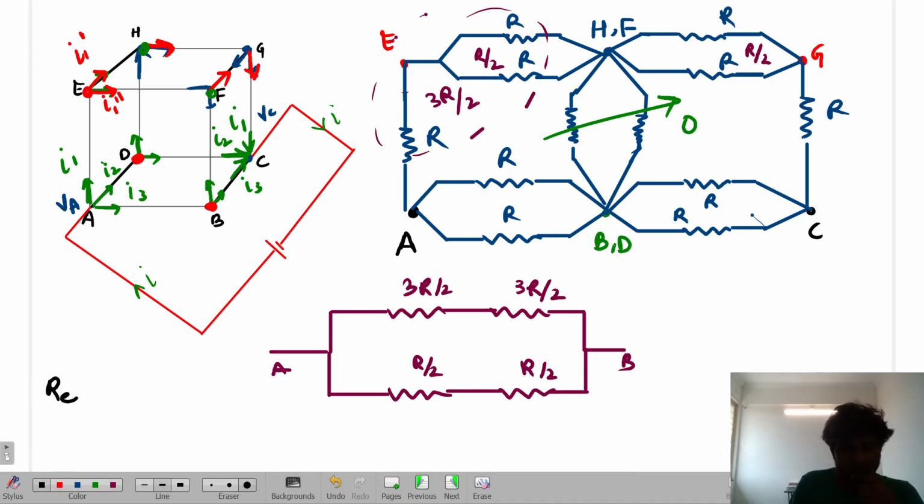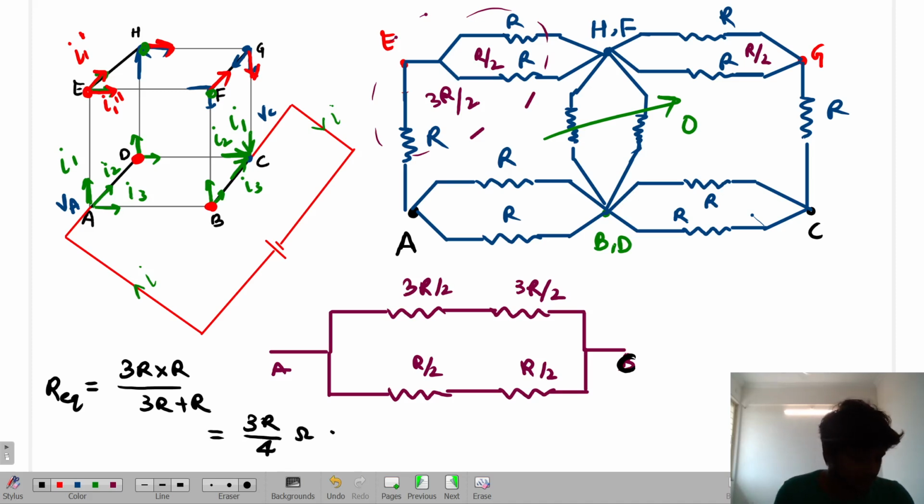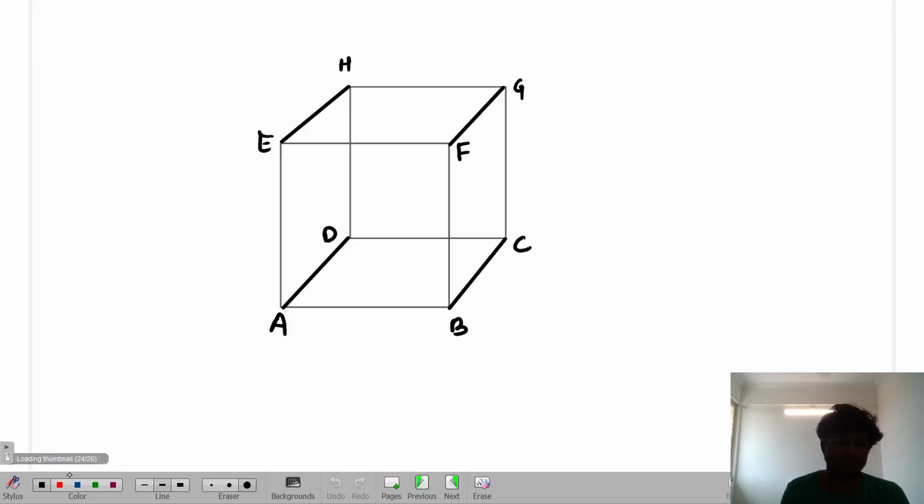R equivalent is equal to, it is A and C, sorry, not B. 3R by 2 plus 3R by 2, that is 3R. And this is how much? R by 2 plus R by 2, R. So 3R into R divided by 3R plus R. So basically it is equal to 3R by 4. This is my equivalent resistance. Is that clear? Got the idea? Can I move ahead? Yeah. Moving to the next one.